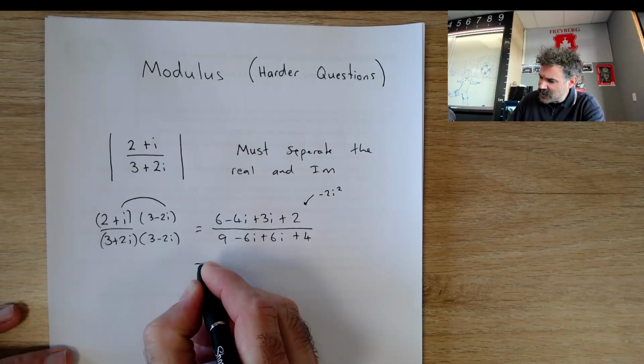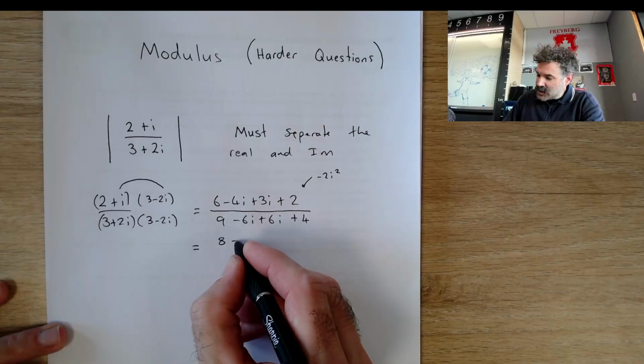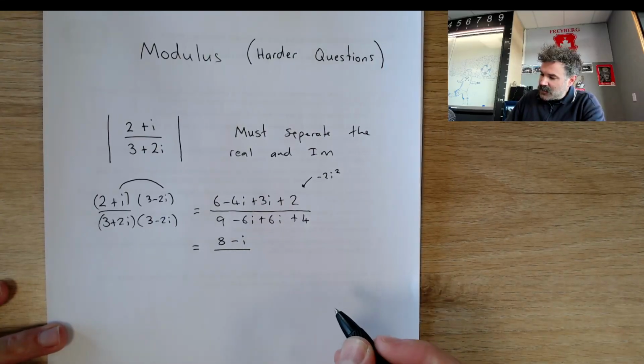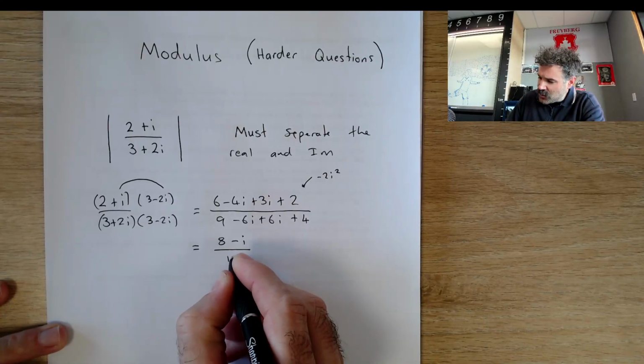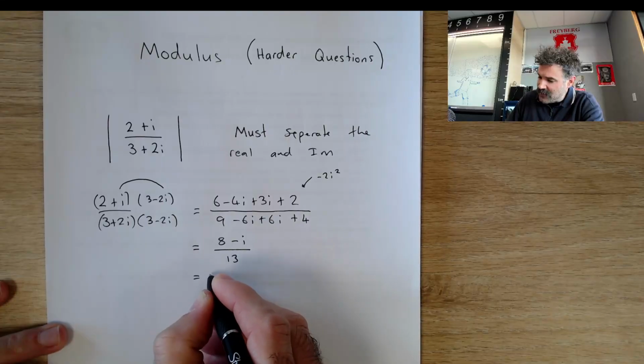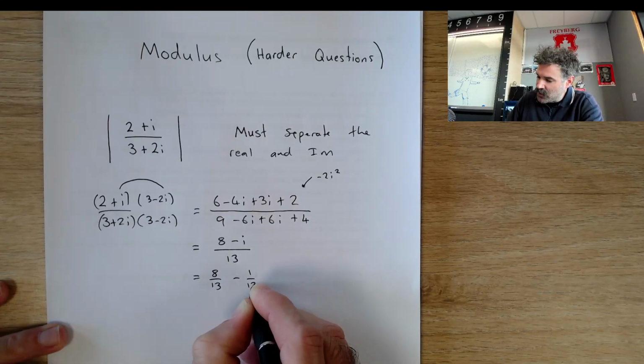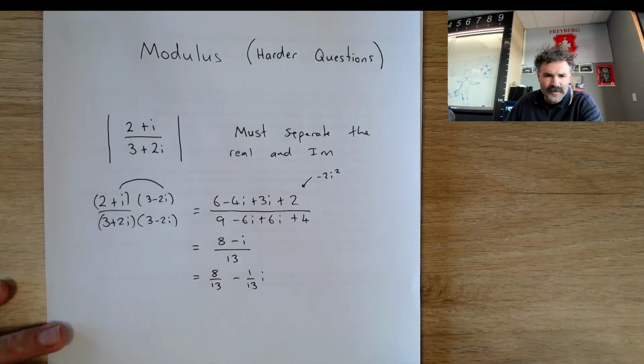And when we simplify this a little bit, we end up with 8 minus i on the top, and my middle two terms, the minus 6i and the plus 6i, will cancel, and I end up with 13 on the bottom. And now I can separate these into two parts and have 8 over 13 minus 1 over 13 i. Happy with that? We've separated the real and the imaginary.